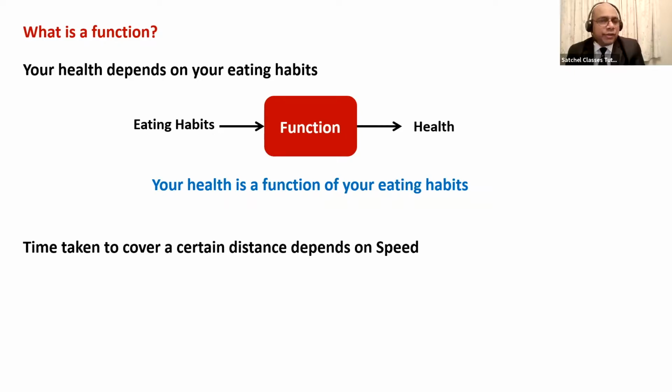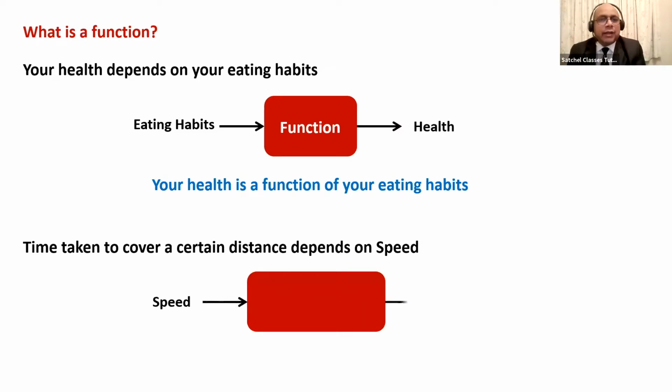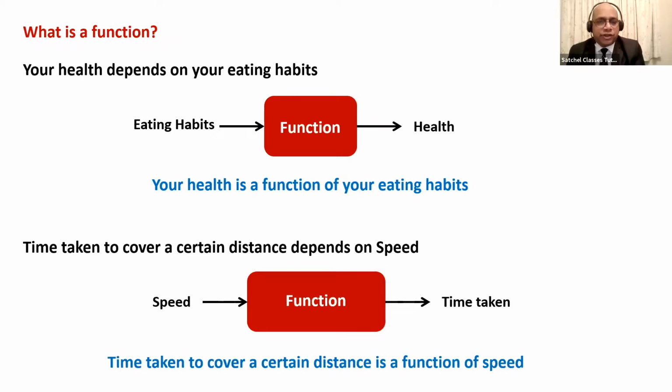Time taken to cover a certain distance depends on speed. What does that mean now? Well, it means depending on the speed, you will be able to know how much time you will take to cover a certain distance. Which means the time taken to cover a distance is a function of the speed. So it's clear that wherever we use the word function, there's a kind of dependency between two quantities.